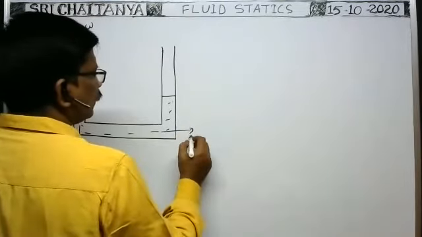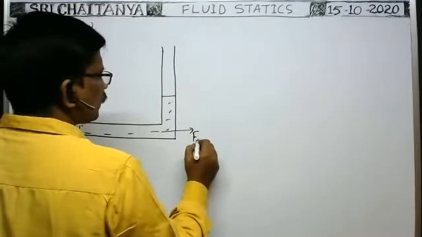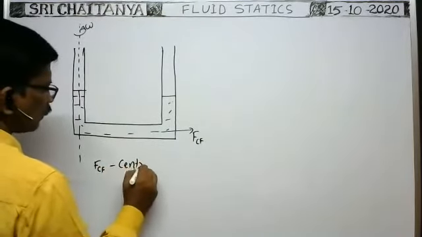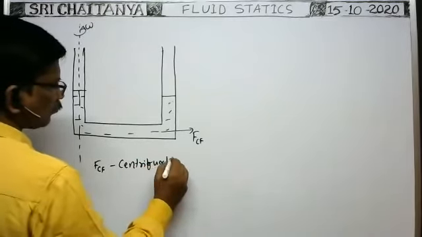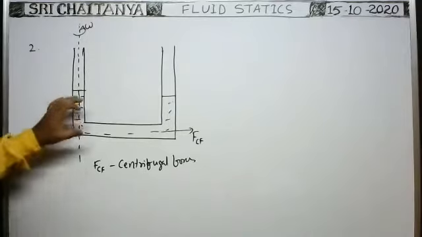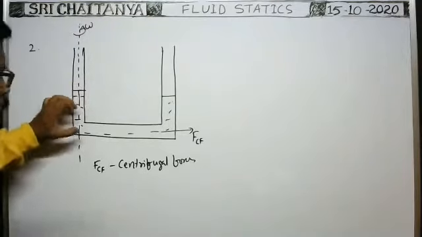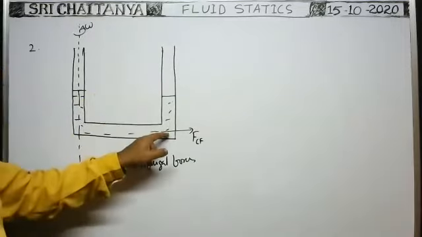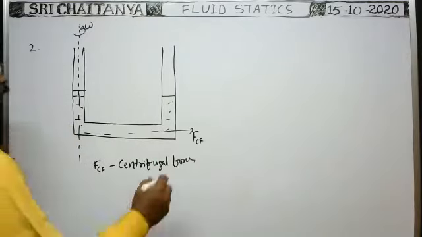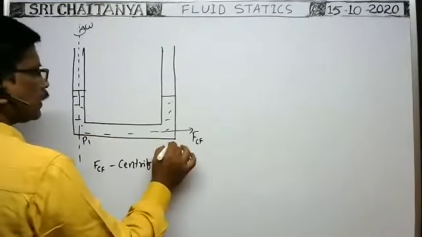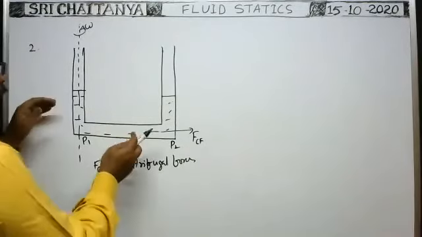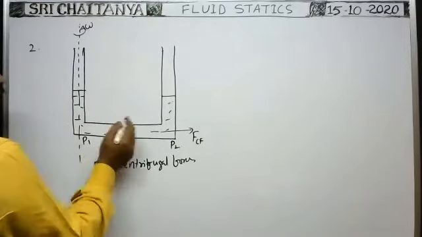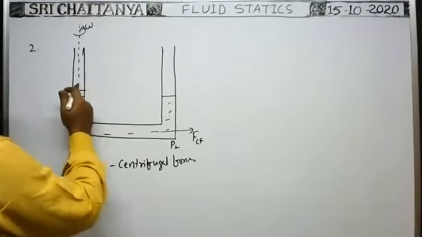Centrifugal force, F_CF, in this direction. Because of centrifugal force, the total liquid tries to move in this direction. As the liquid level increases here, the pressure at this point becomes more and the pressure at this point becomes less. Pressure at this point is P1, pressure at this point is P2. Because of the centrifugal force, the liquid moves in this direction, the water level in this tube rises and in this tube the water level falls.